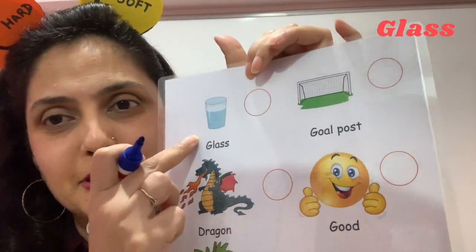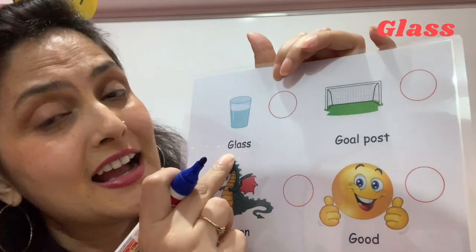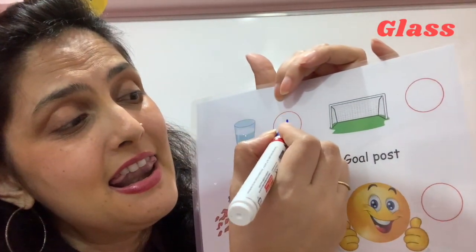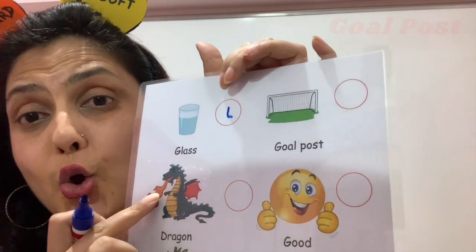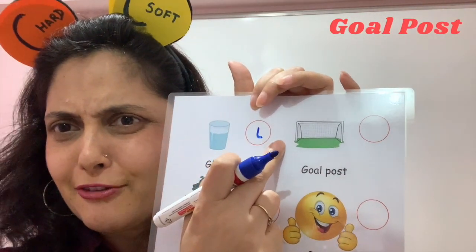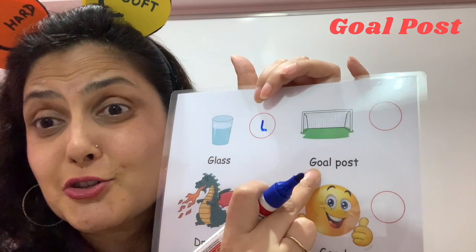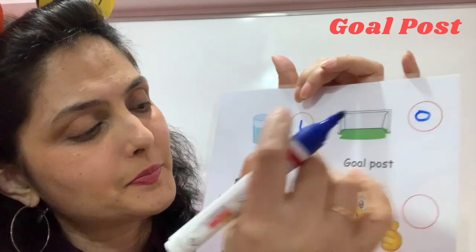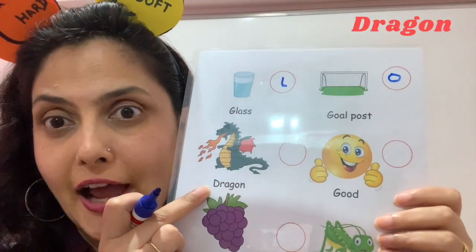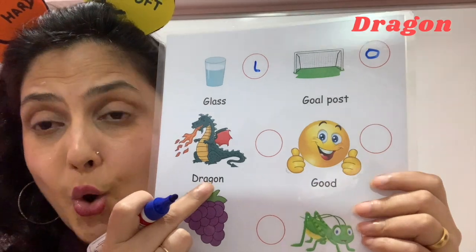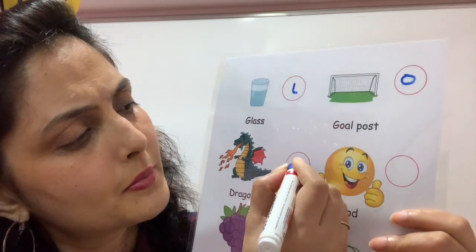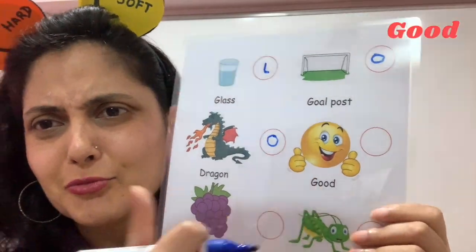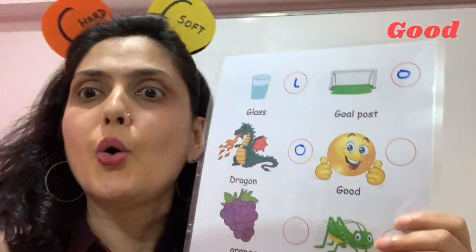Now let's look at some hard G sounds. What is the hard G sound? G, right? Now let's look here. What is this picture? Glass. What comes next to G? L. What is this? Goalpost. Some children must have been playing football. Goalpost. What comes next to G? O. What is this? A dragon. What comes next to G? O. Good. What comes next to G? O.